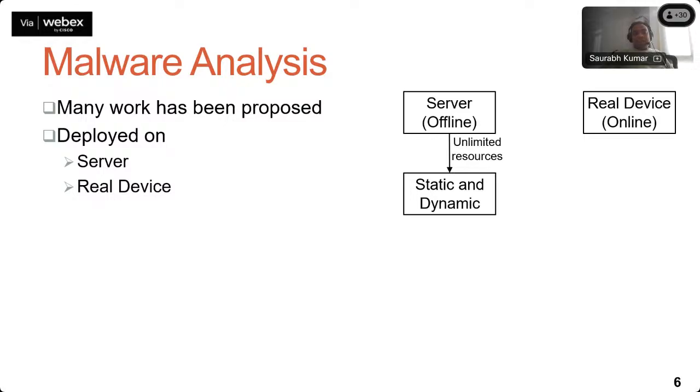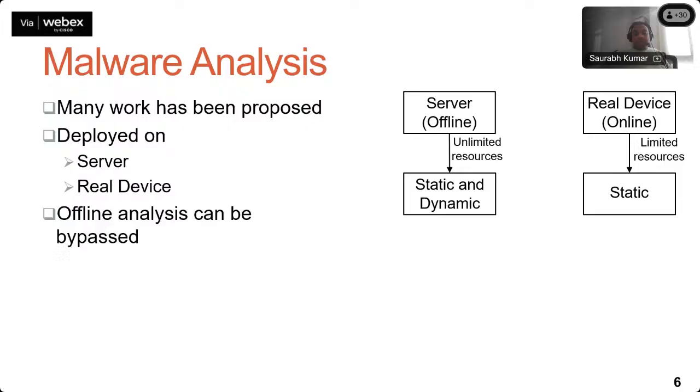We can run any sample any number of times, and then we can observe its behavior through dynamic analysis. And also we can use static analysis. But for real devices, we generally have limited resources. So we stick to static analysis techniques. Otherwise, if we deploy dynamic analysis on these real devices, it will slow down the smartphone speed and drain the battery of mobile devices.